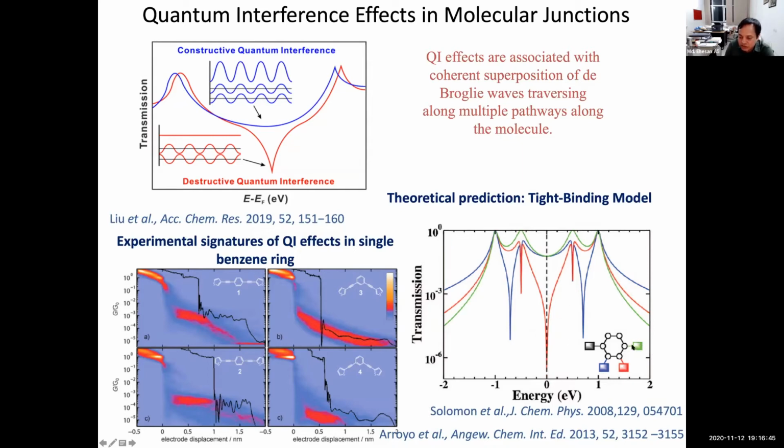But if you are putting two leads in the para position, those will have constructive interference. And there are several studies already reported with the pure molecule, I mean, simple molecule. But we wanted to replace this molecule with a magnetic molecule, and we wanted to observe what scenario we could observe over there.